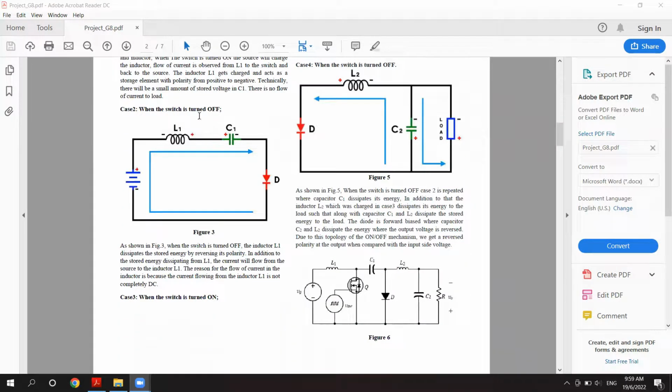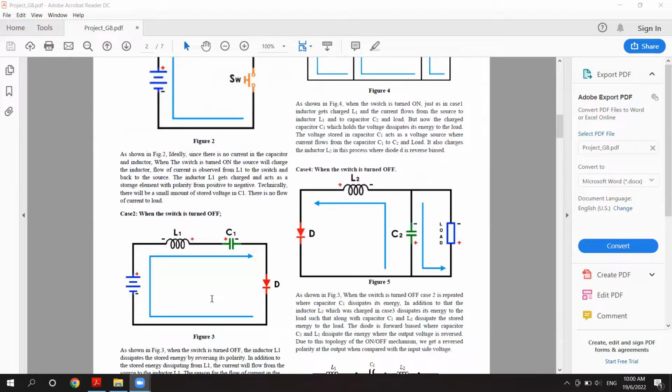Then case 2, which is when the switch is turned off. The inductor L1 dissipates the stored energy by reversing its polarity. In addition to the stored energy dissipating from L1, the current will flow from the source to the inductor L1. The reason for the flow of current in the inductor is because the current flowing from inductor L1 is not completely direct current. This is exactly like case 1. Then we will proceed to case 3, which is when the switch is turned on.